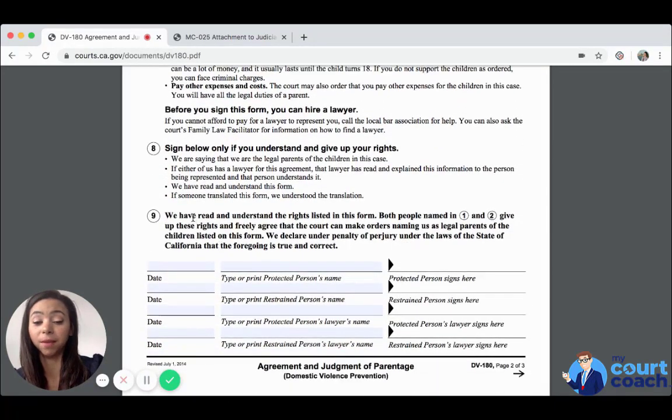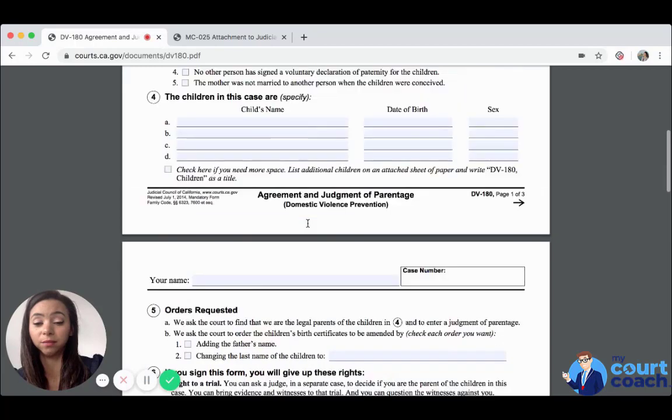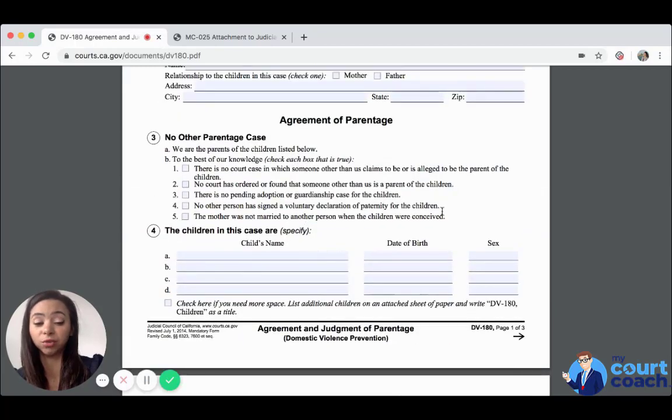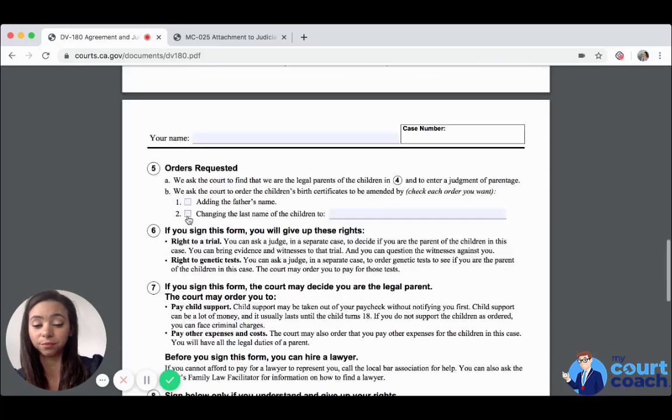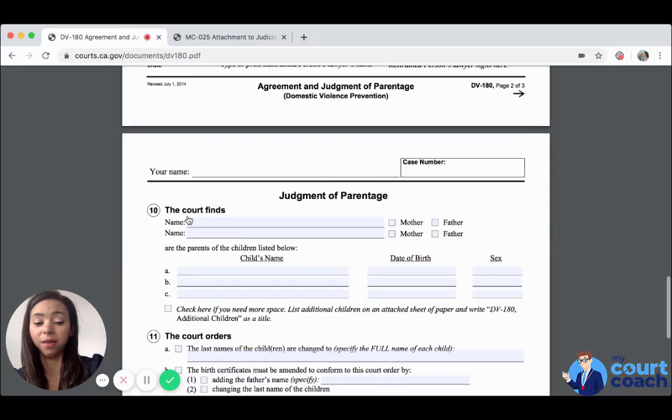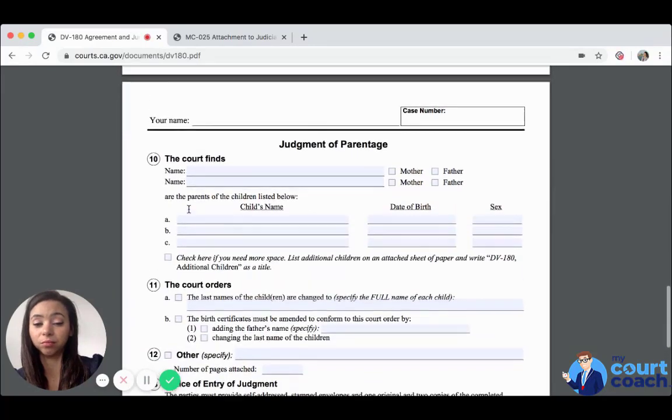So you both must sign this form if you read and understand the rights listed in it. You both give up these rights and freely agree that the court can make orders naming you both as legal guardians or legal parents of the children listed on this form. We declare under penalty of perjury under the laws of the state of California that the foregoing is true and correct, and this is important. This is specifically true for this part right here, A, B, and then 1 through 5. And then you sign it and date it.